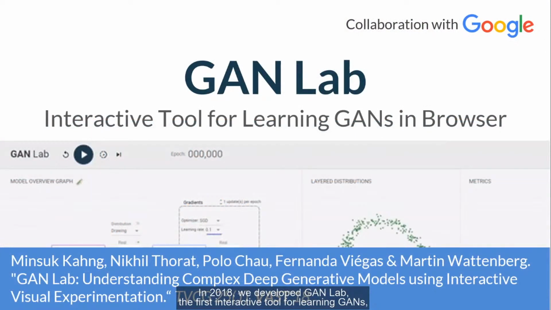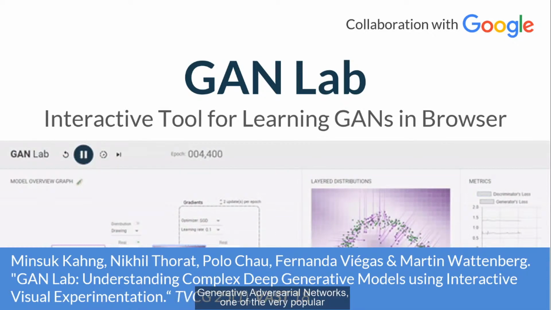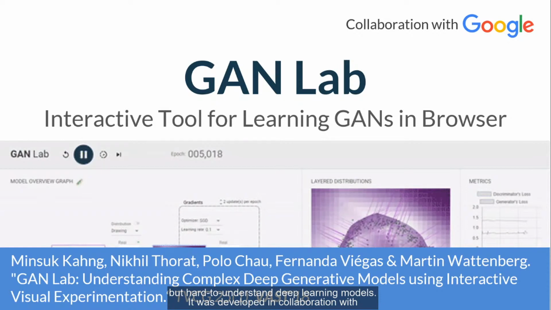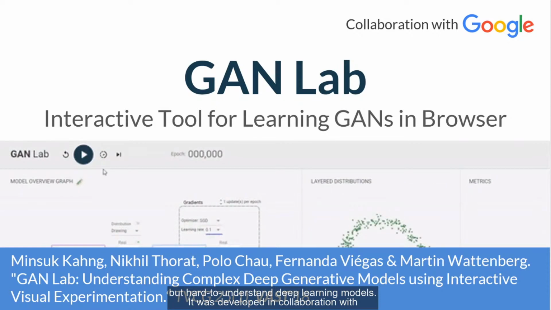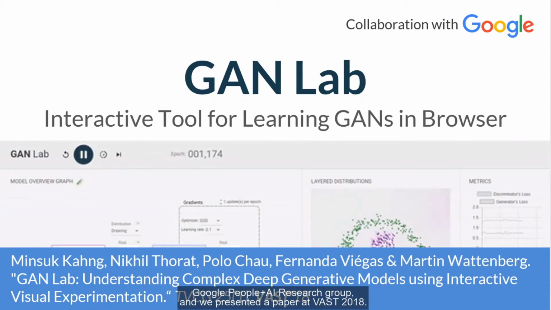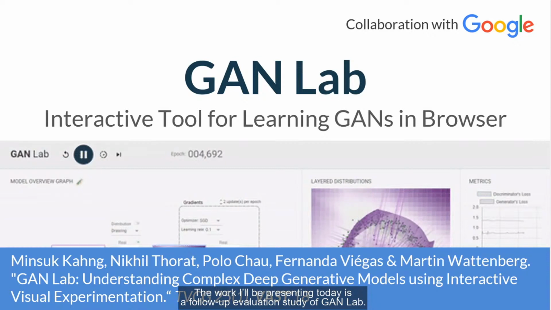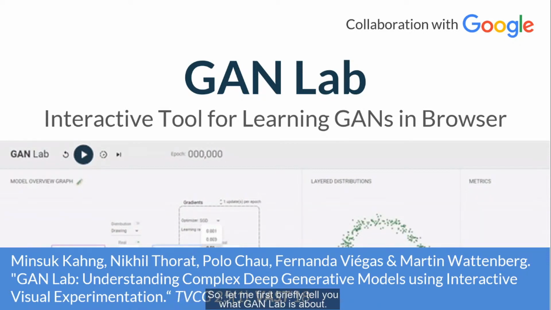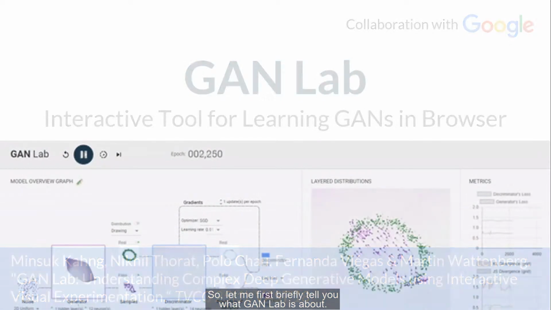In 2018, we developed GAN-lab, the first interactive tool for learning GANs, generative adversarial networks, one of the very popular but hard to understand deep learning models. It was developed in collaboration with Google People Plus AI Research Group, and we presented a paper at VIS 2018. The work I'll be presenting today is a follow-up evaluation study of GAN-lab. So let me first briefly tell you what GAN-lab is about.